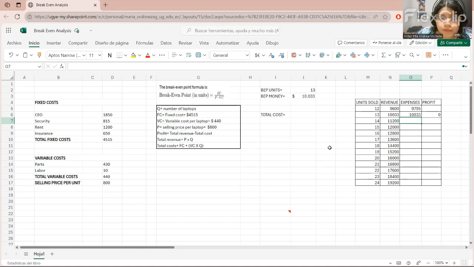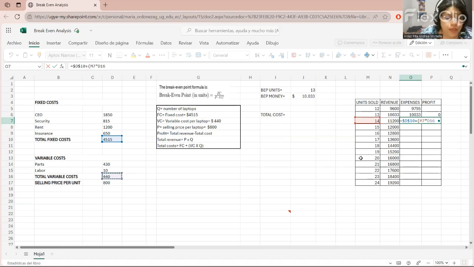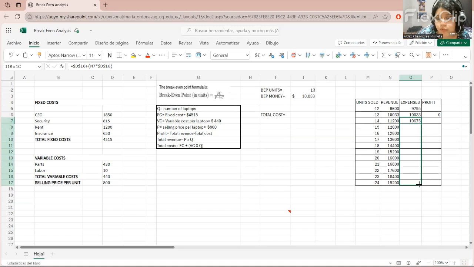So we do the same, equal the total cost with the absolute reference, plus open parentheses, select the units sold times the total variable cost, and we apply the absolute reference here and we close the parentheses. Enter, and then we drag, and we will see all the values here.